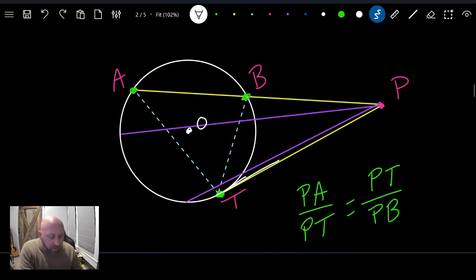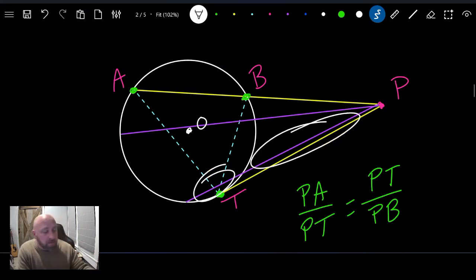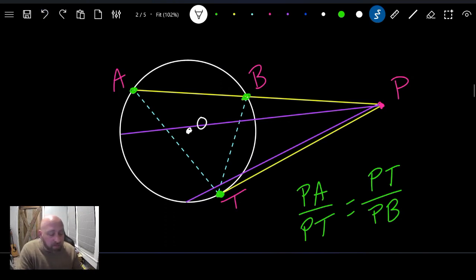The tangent just goes to the edge of the circle and touches the edge of the circle. This one is actually cutting through the circle. Now, that one seems like maybe it's not going to be the same, but trust me, it's the same. It's product, okay, so multiplying these two pieces together is going to give you the same thing.